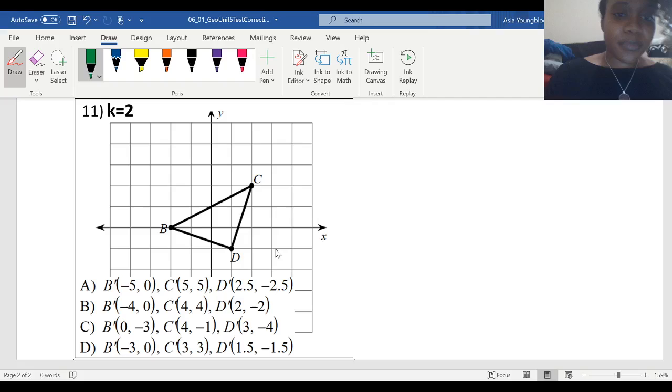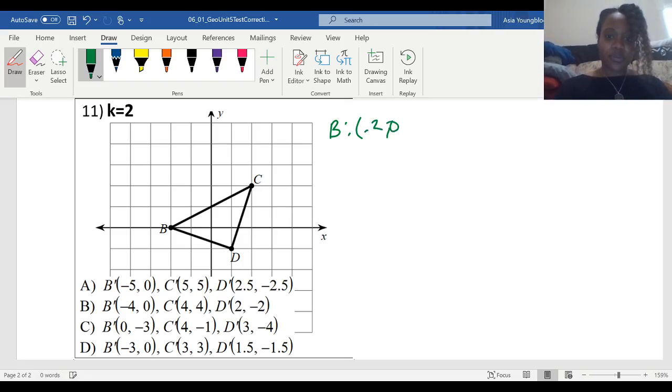Our first point, B, the original point is (-2, 0). Multiplying by our scale factor changes this point to (-4, 0). Our second point, C, the original point is (2, 2).